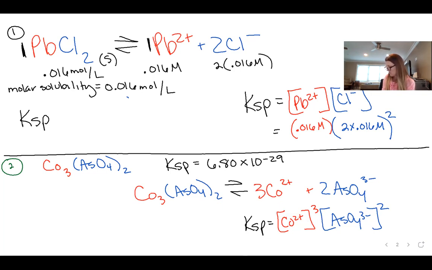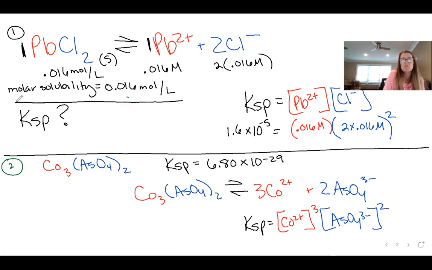So if I take my 0.016 and multiply that by 0.016 times 2, and I square that quantity, I get a value of 1.6 times 10 to the negative 5th. All right, so that's the first thing we could be asked. We could be asked, what is the KSP? They will have to give you the molar solubility in order to answer that question.